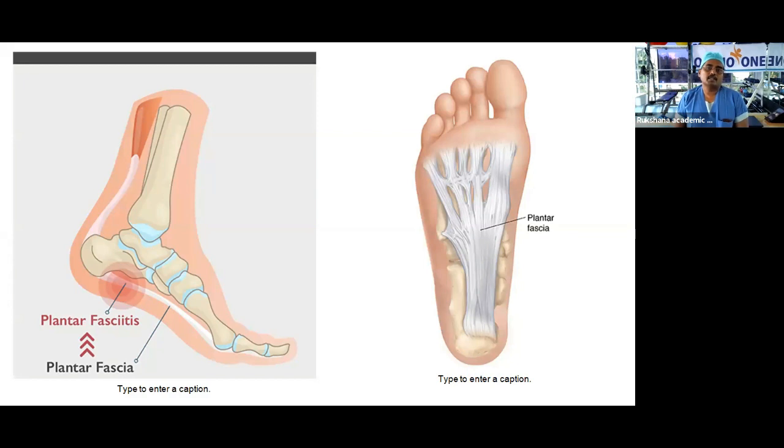Why it happens is, when there is a micro tear, the body tries to repair it by depositing calcium there. That is what you see. Can you put the next slide?